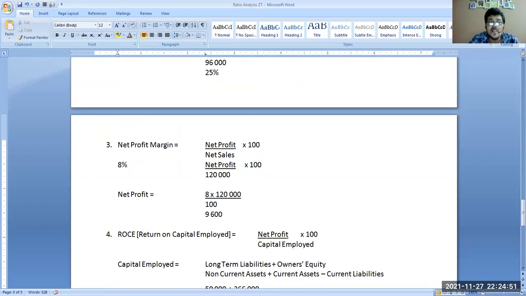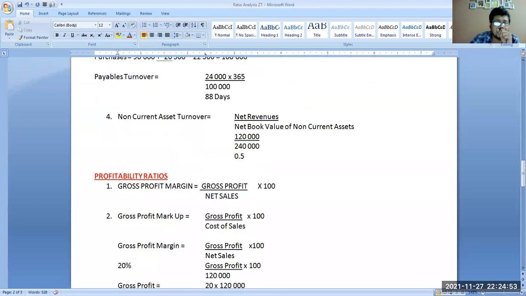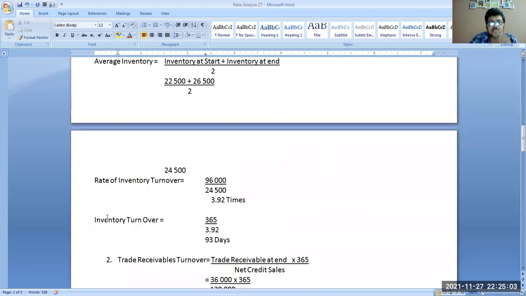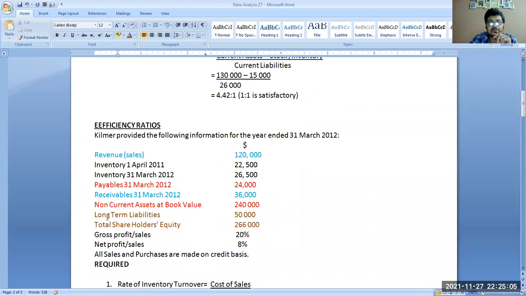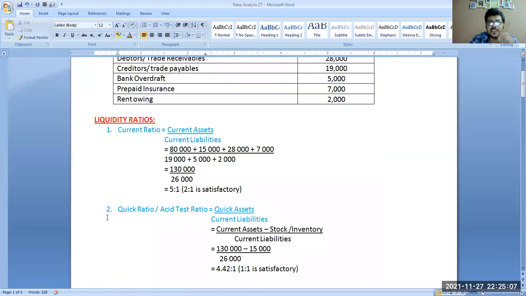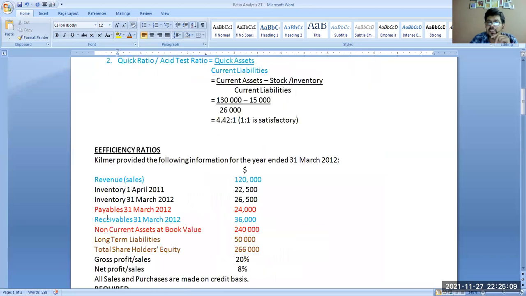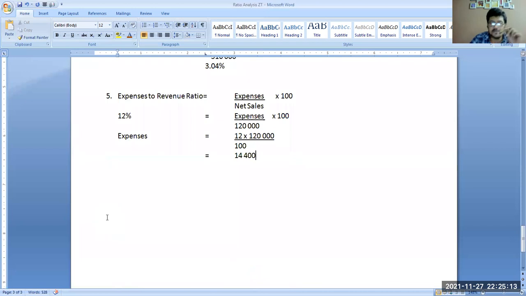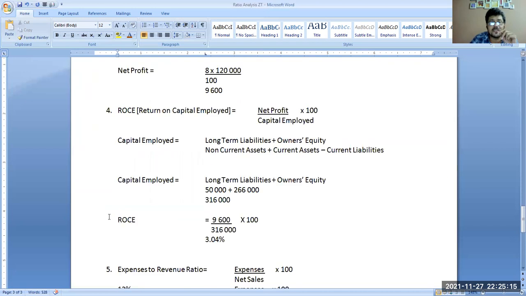So these are five profitability ratios, and all five are included in O levels and A levels both. Again, I'm repeating this: efficiency ratio number 4, non-current asset, is only for A levels, not for O levels. The rest of the three are for O and A both. Liquidity ratios 1 and 2 both are for O levels and A levels. So be careful about that. Expenses to revenue ratio is the end of profitability ratios today.